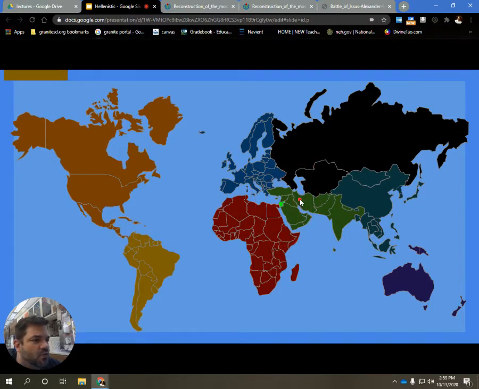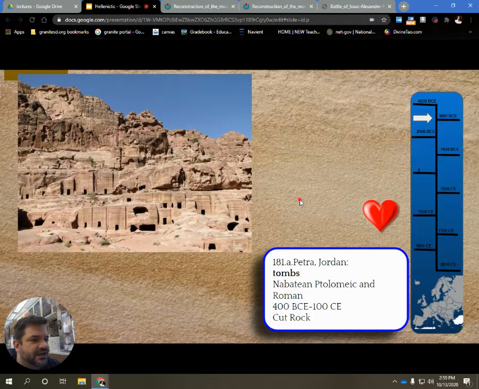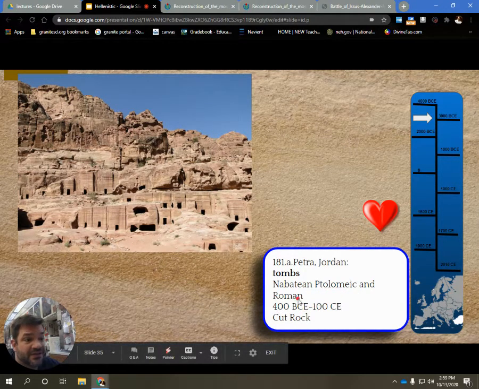It's piece 181. And it's the city Petra. Okay? Now, if we check out the name or the culture, it's Nabatean, with influences from the Ptolemies of Egypt and the Romans. All right, so these are not Greeks that are making this city.